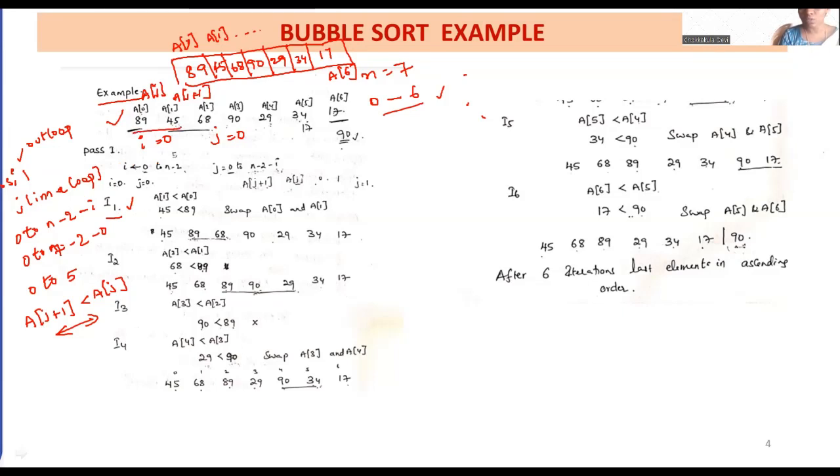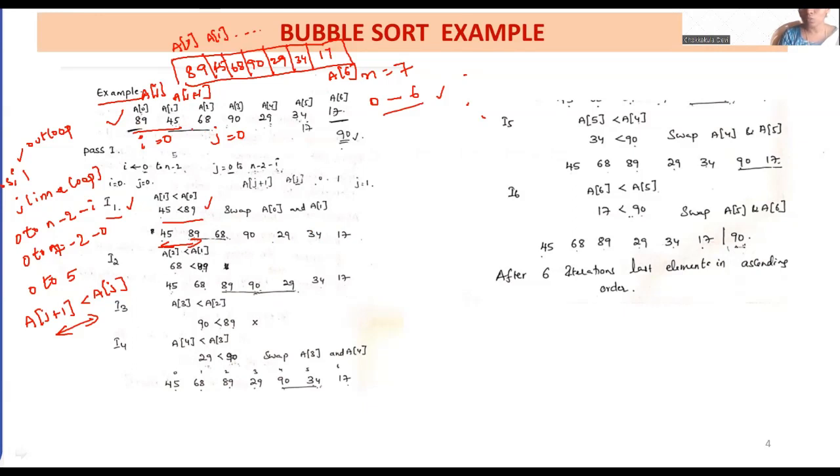So we have to take these two elements. A of J plus 1 is 45, right? 45 is less than 89. So now the condition is true, right? What we need to do? We need to swap 45 and 89. Simply we are getting it like this. These two elements are swapped and all the remaining elements will remain the same.